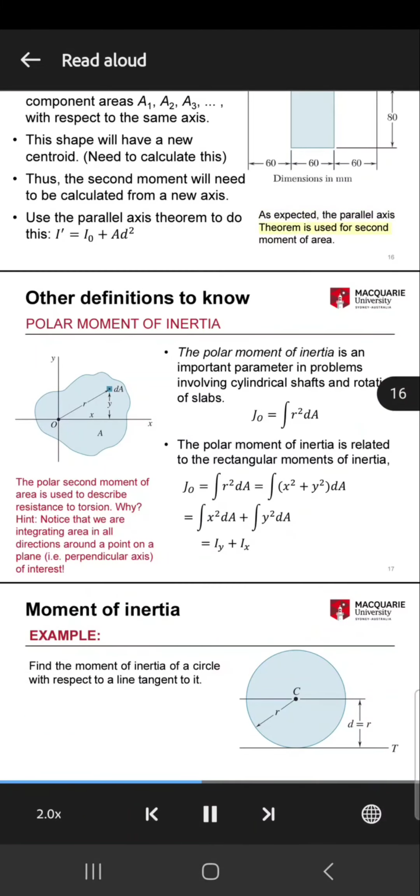Parallel axis theorem. As expected, the parallel axis theorem is used for the second moment of area. Other dimensions to know. The generic shape figure is positioned in the xy plane. The area is positioned in the first quadrant with coordinates x, y. The area is located at distance r from the origin.